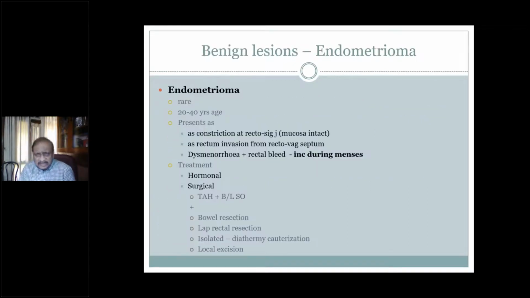Now to the second one, and that is endometriosis. Yes, we're basically talking about endometrial lining. Again, age is the usual presentation age. That could be one. Number two, rectal invasion from the rectovaginal septum. That would be the second manifestation. Third manifestation.